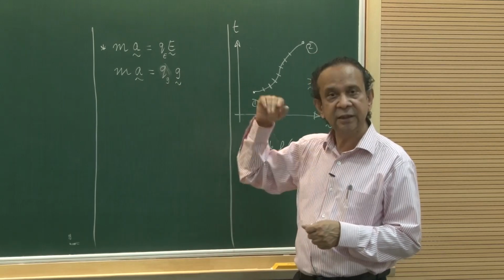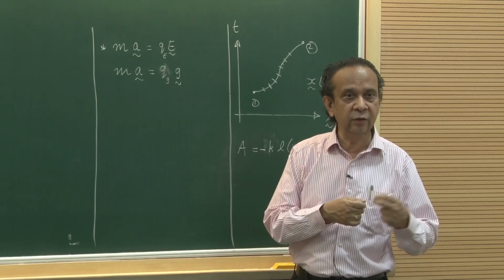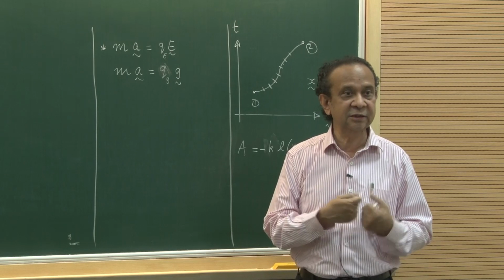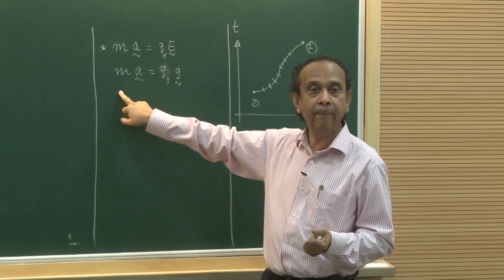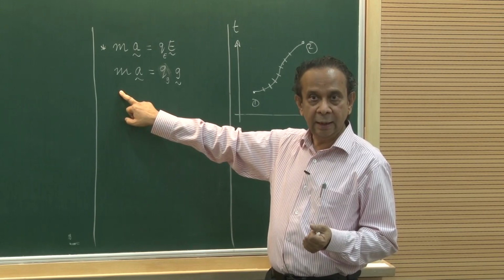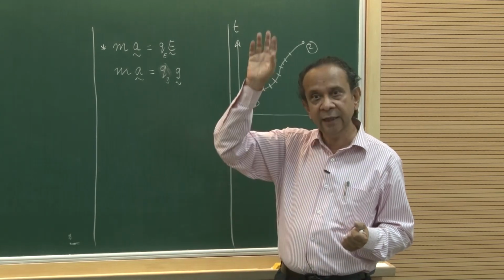Nothing of that kind happens in the case of gravity. There is no negative gravitational mass, positive gravitational mass, zero gravitational mass, etc. It is always equal to this m. Now, this was known from the days of Galileo.